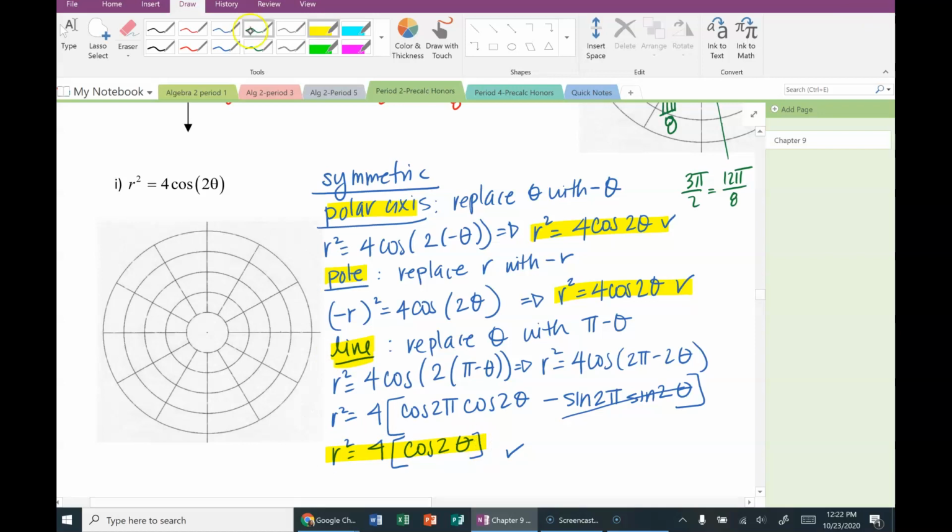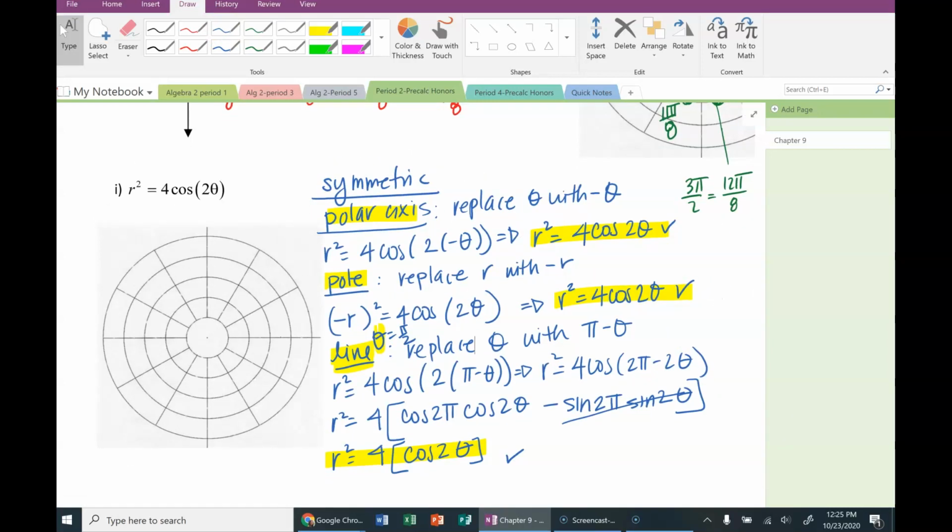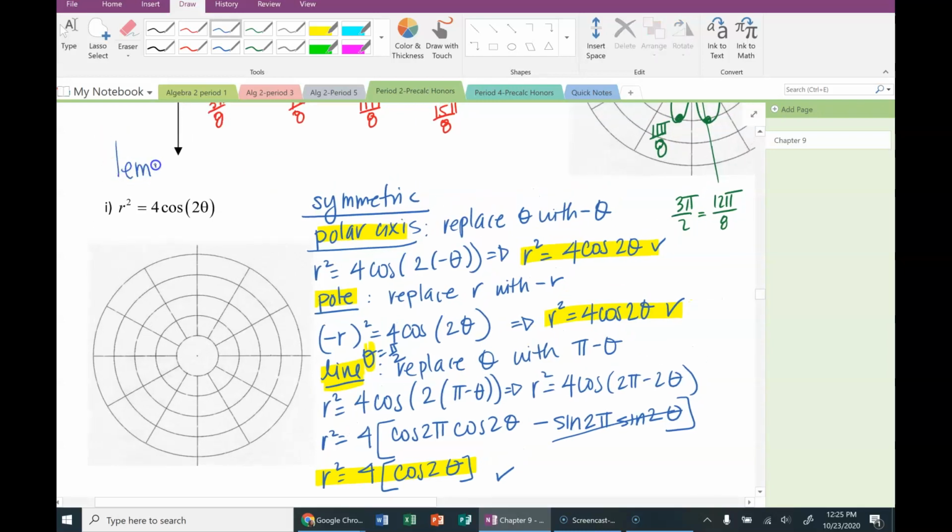The line, I forget, the line theta equals pi over 2. So all of them work. Now we have to go and graph it on our decimals. Oh, before I go and graph it on a decimal, let's identify the graph. This is a lemniscate. A lemniscate is like a propeller. So this is a lemniscate. Let's go and graph it out.